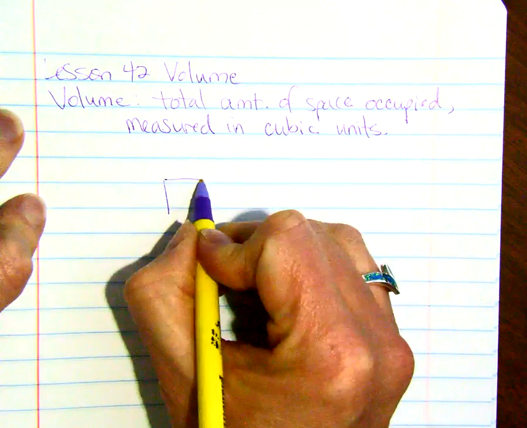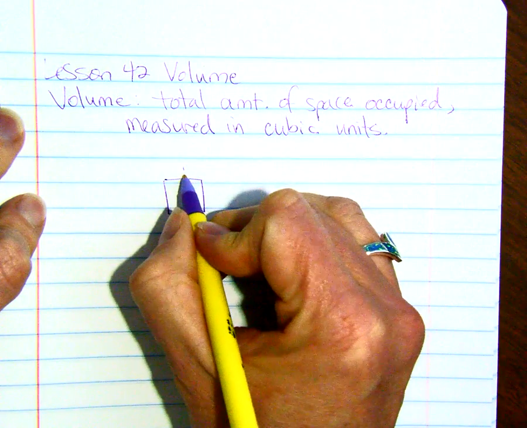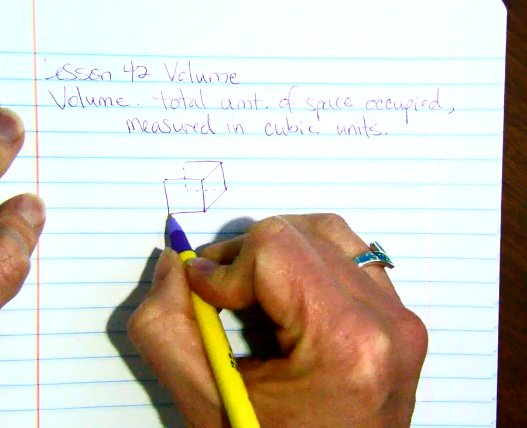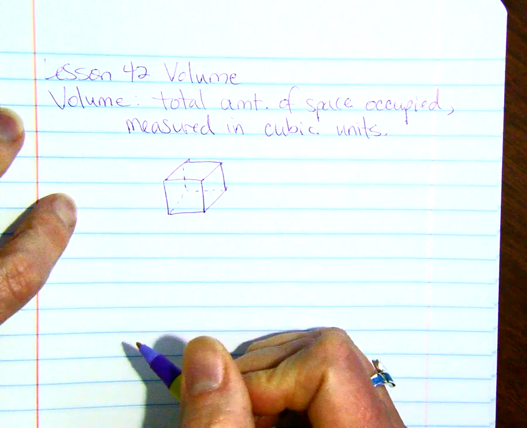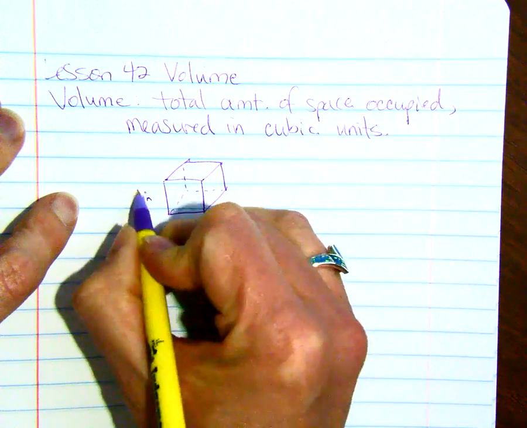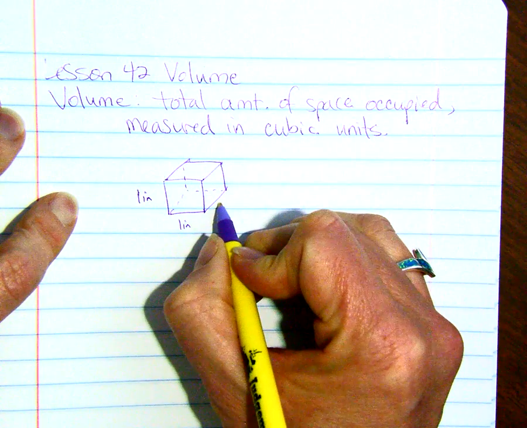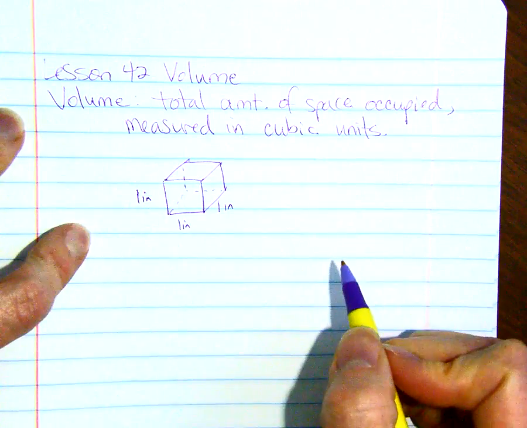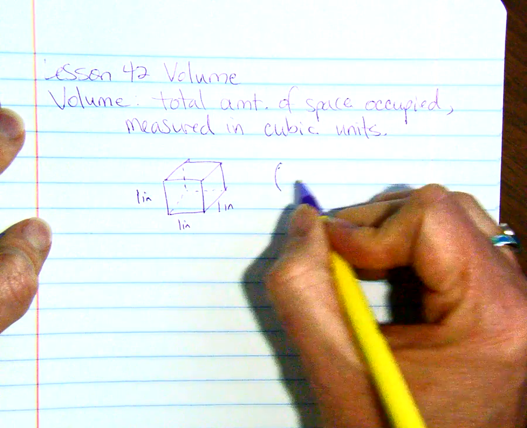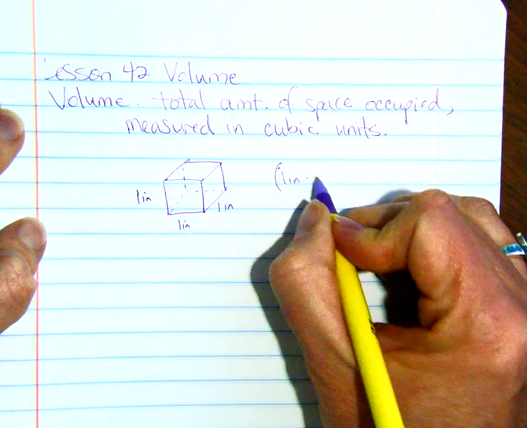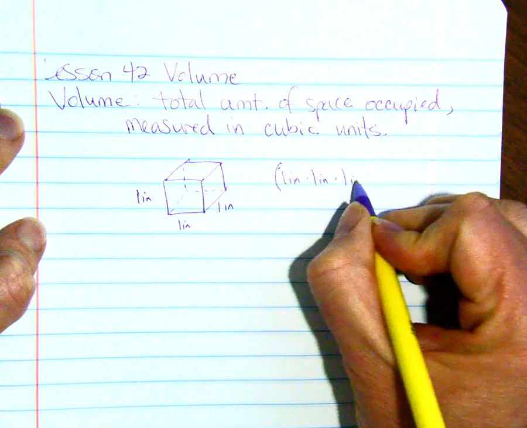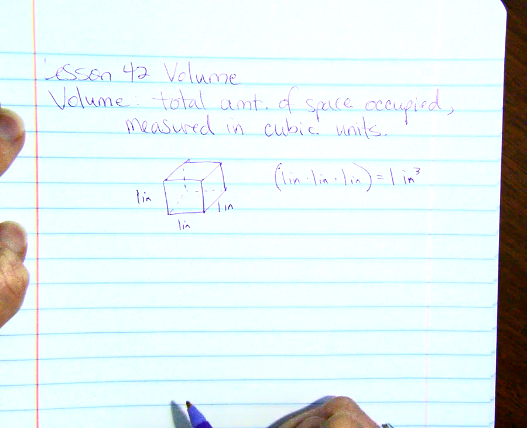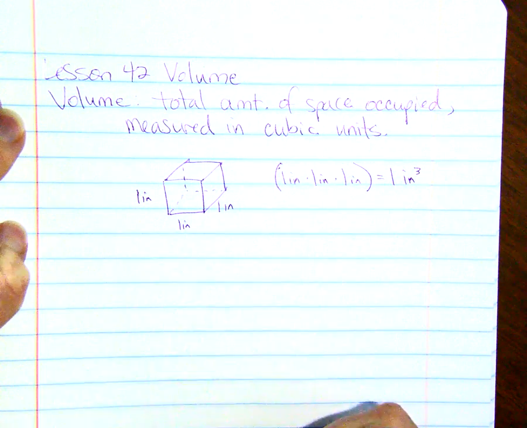So if you draw a cube that is 1 inch by 1 inch by 1 inch, to find the volume of this, we just multiply 1 inch times 1 inch times 1 inch, and we get 1 inch cubed. That would be the volume of this cube.